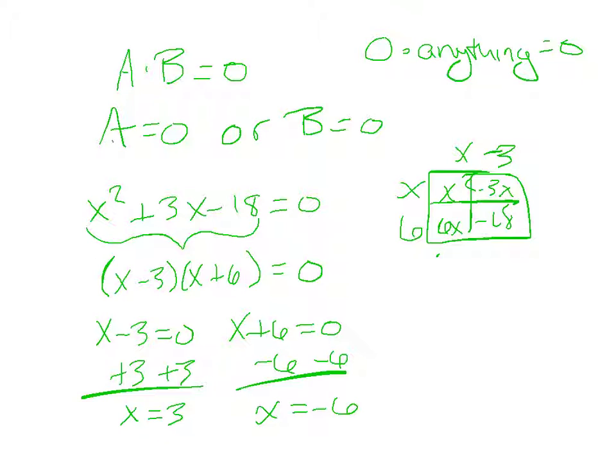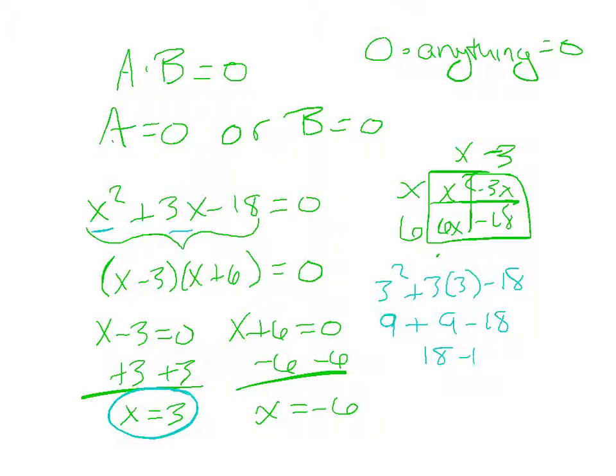Now you don't have to typically do this part, but I just want to show you. If I were to plug in 3 to this equation for x, I get 3 squared plus 3 times 3 minus 18. 3 squared is 9, plus 3 times 3 is 9, minus 18. 9 plus 9 is 18. 18 minus 18 equals 0. It works out.